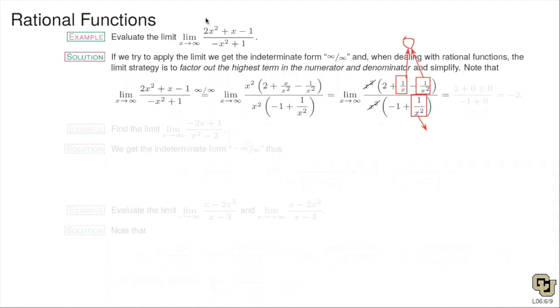So at the end of the day, after applying this limit in the numerator, all I have is 2 plus 0 over -1 plus 0. All these fractional terms essentially vanish to 0. We're just left with the 2 over the -1. So that's where this -2 is coming from.